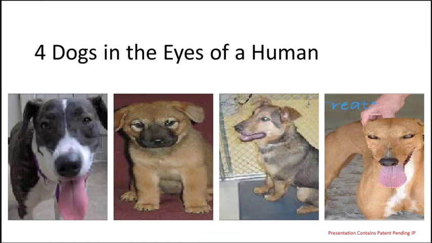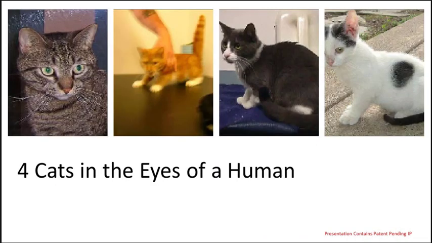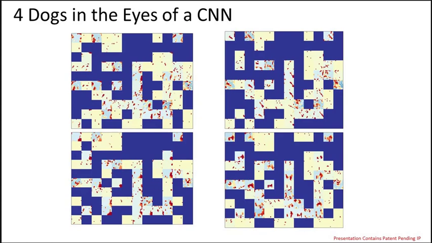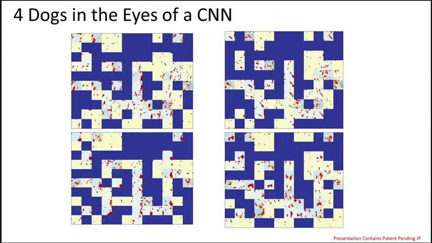Here's what a human would see: here are 4 dogs in the eyes of a human. Here's what you transform them to in a convolutional neural network. Here are 4 cats. The task here is to separate dogs and cats. A human cannot interpret this information very easily, but if you compare the representations between the dogs and the cats we just showed, you start to see systematic patterns in both the sparsity and the activation images. And that's what the computer does.